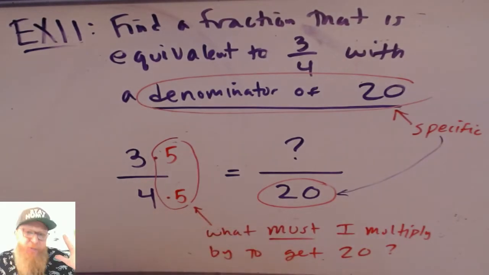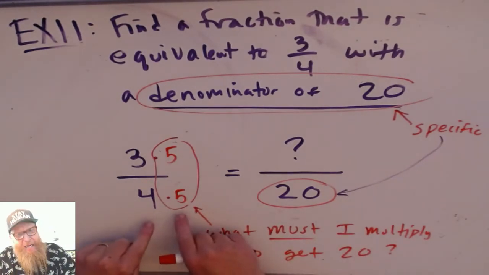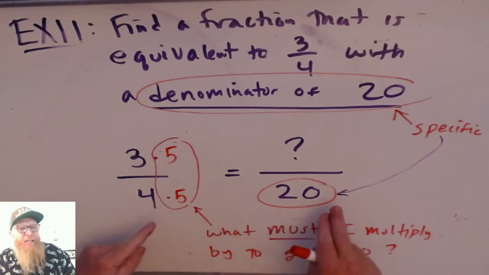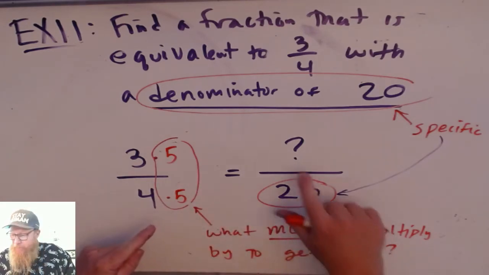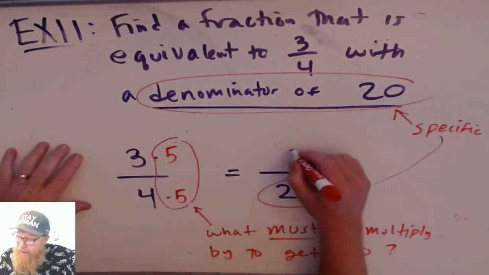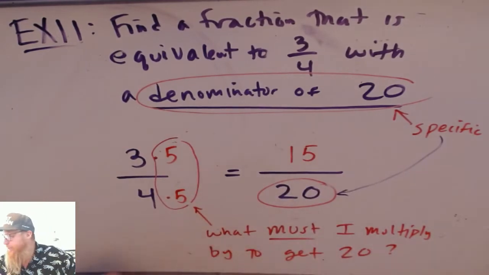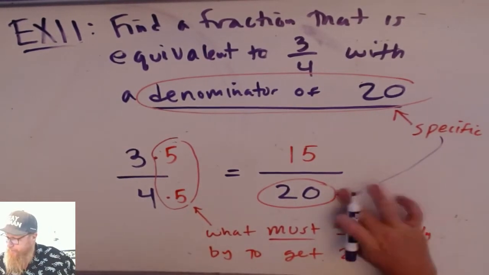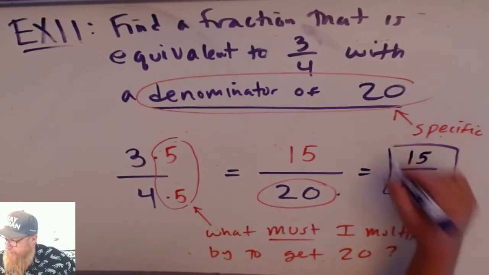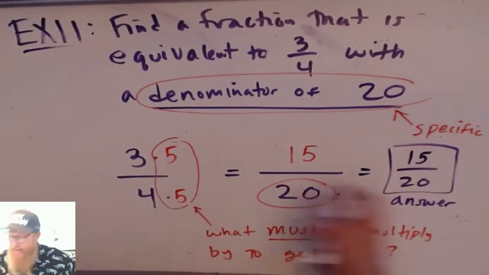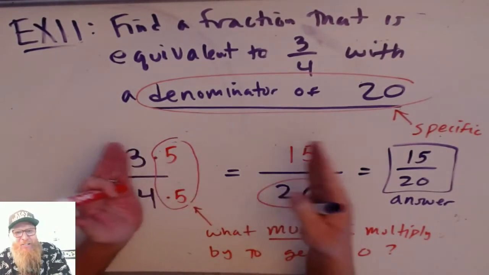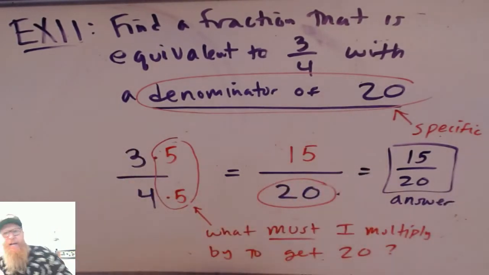I typically don't do it that way. I just look at it and I know there's only one number that will actually make 20 down here. Once you've done that, then 3 times 5, it has to be 5, so the numerator must be 15. So the answer is 15/20. That's your answer. I don't know why I wrote it twice. This is kind of like my scratch work over here, and then that's my actual answer.